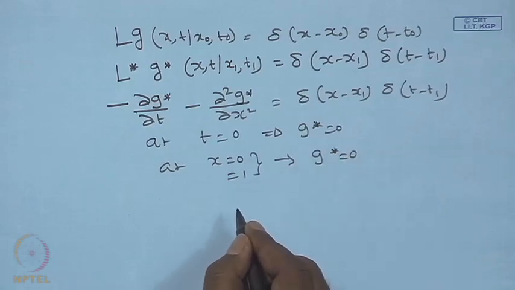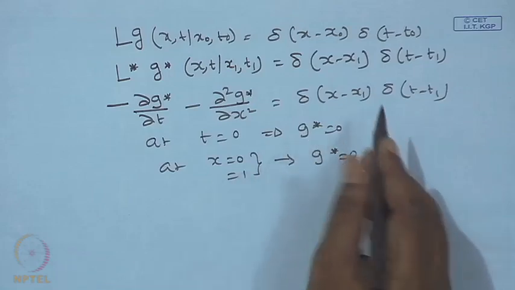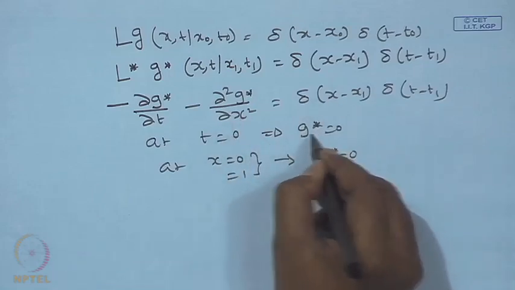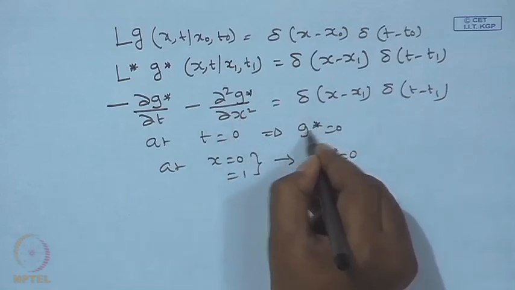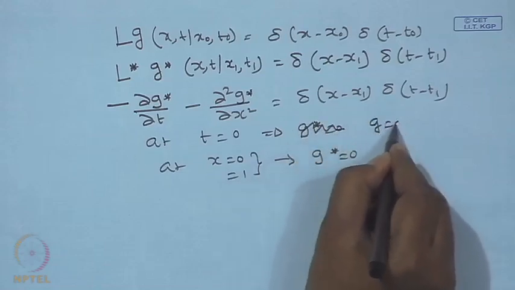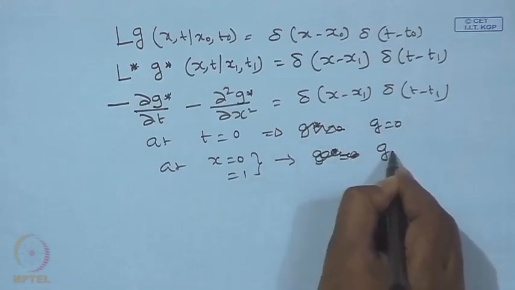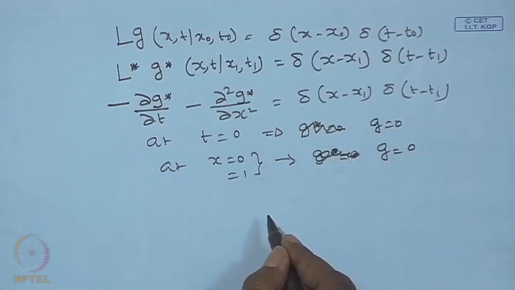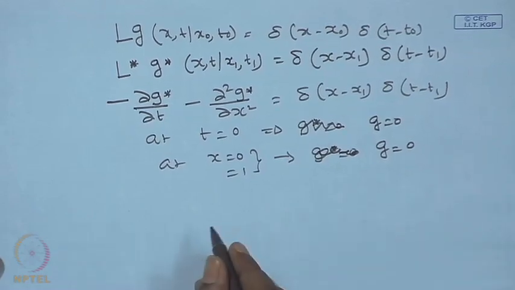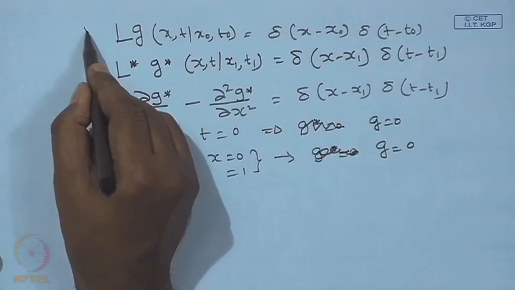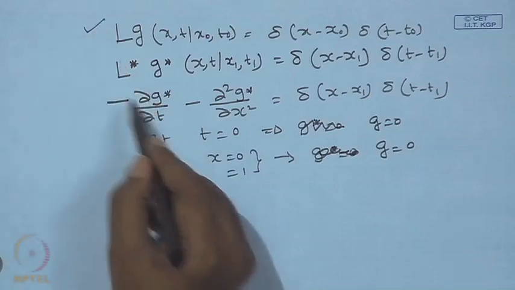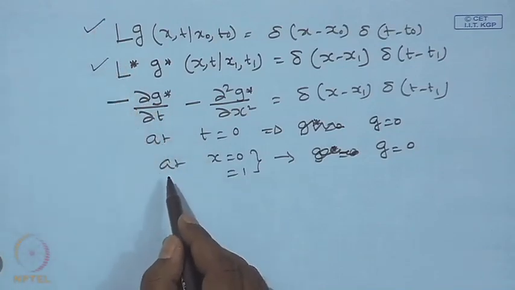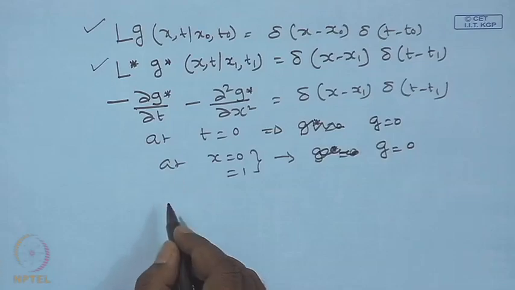Similarly, these are the conditions, at least on G. We know these are the conditions on G. Now, let us find out the conditions on G star. For that, what we have to do? We have to take the inner product of this equation with respect to G star, and the inner product of the other equation with respect to G, and then we will subtract.